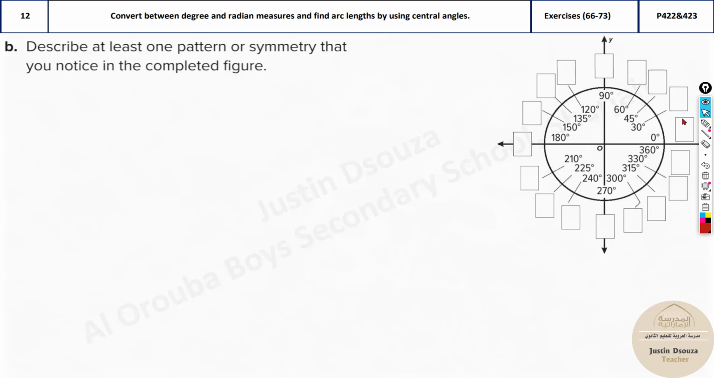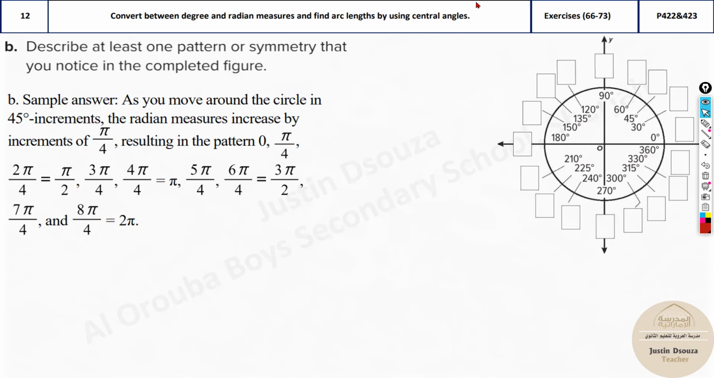Okay, there are plenty of patterns. Over here, see, they are adding 30 degrees and then you're just converting to radians. Let's just look into the answer, what they're expecting. Okay, it's an increment by 45 degrees. Yes, obviously, initially when I wrote the angles, you can see over here 45 is pi by 4, then pi by 2. You're adding pi by 4 all the time.